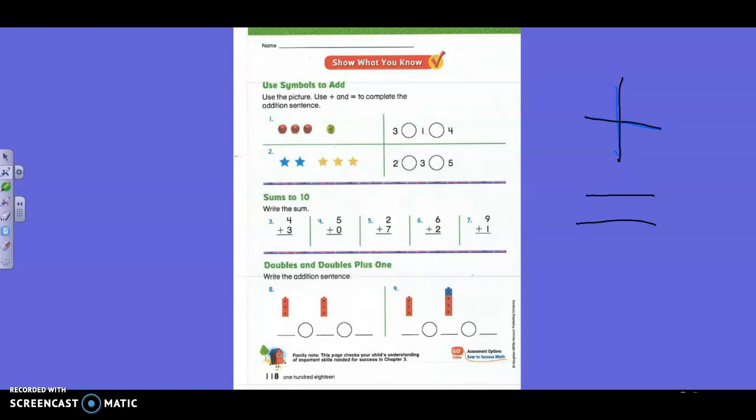A sum, boys and girls, is the answer to the addition problem. So write what those equal. 4 plus 3 equals what? 5 plus 0 equals what?